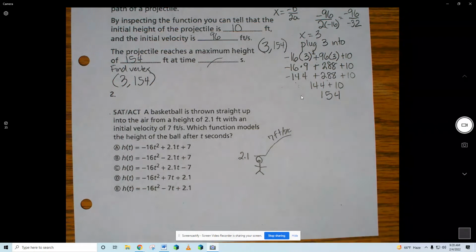Which formula denotes this? A, B, C, D, or E? Where does the 2.1 go? Tell someone at your table. Where does the 7 go? Tell someone at your table. A, B, C, D, or E?